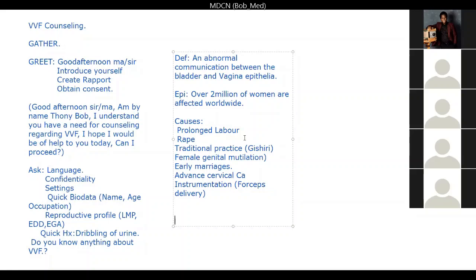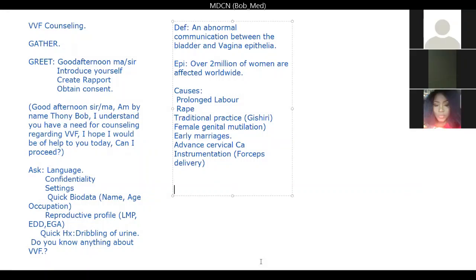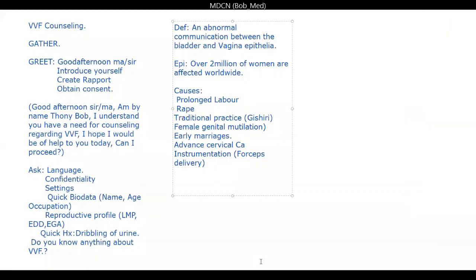So let's continue. After you explain this, according to our scheme, the next thing you want to explain is probably pathophysiology. I don't think you need to go into details of the pathophysiology, but you need to explain to the patient what actually happened. The major thing here is prolonged labor, and a lot of things can cause prolonged labor. Obstruction could cause it. Obstruction can result in prolonged labor, obviously.